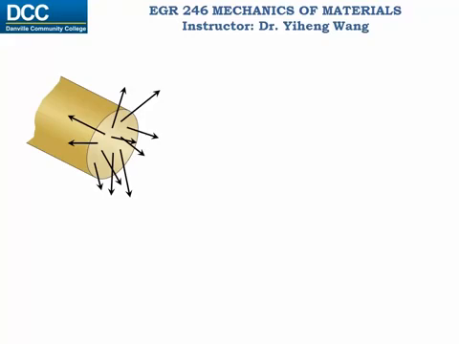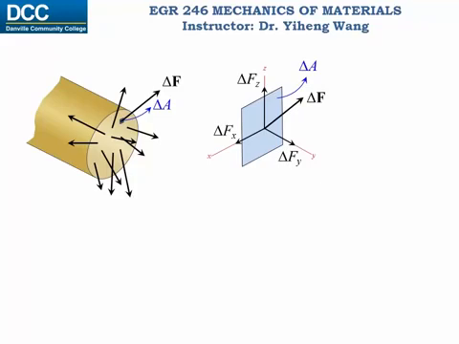Let's look at a very small area, a differential area, delta A, on this cross-section. And the force acting on this small area is delta F. Let's zoom in on this area. This force delta F can be resolved into 3 components along the x, y, and z directions respectively. Again, the force component along the y direction is the normal force, and the x, z components are shear forces.